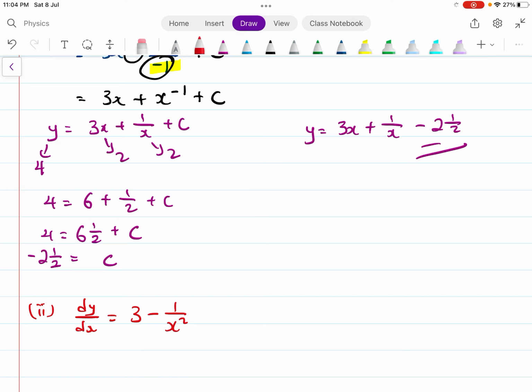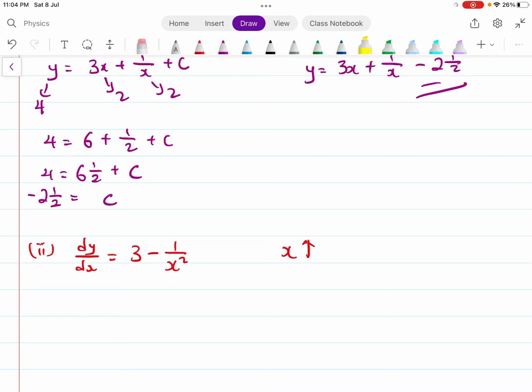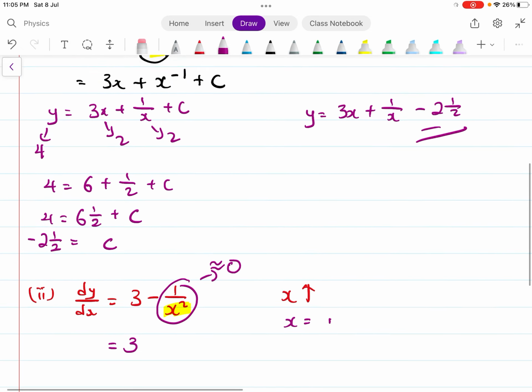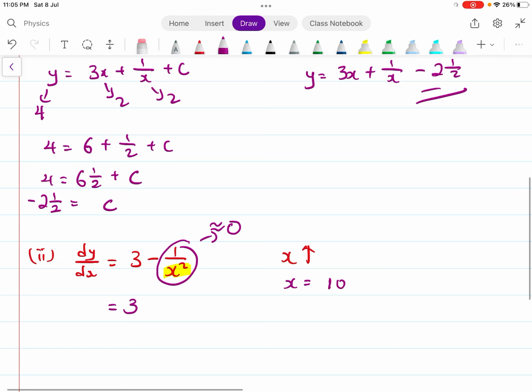If you look at this, they say that x becomes super large. What happens? Just by looking at the second term, 1 over x squared, where x is very, very large, this thing will become very, very small, which is roughly equal to 0. So I just estimate it as 0, so this will equal 3. If you don't believe, you can sub in some number, for example x equal to maybe 10,000, or maybe 1 million.